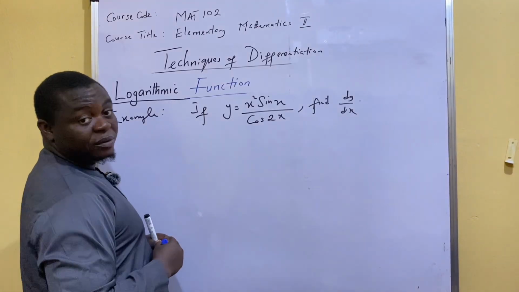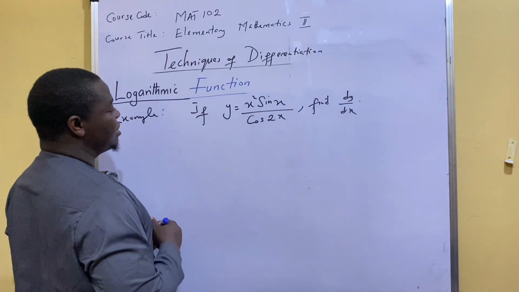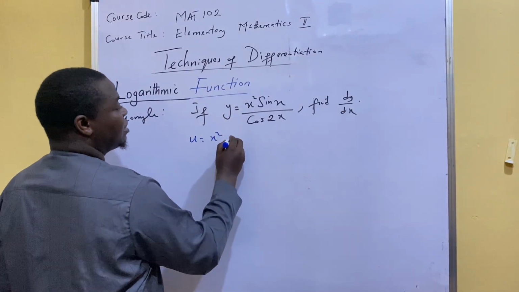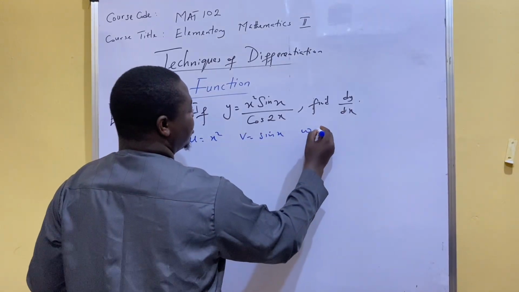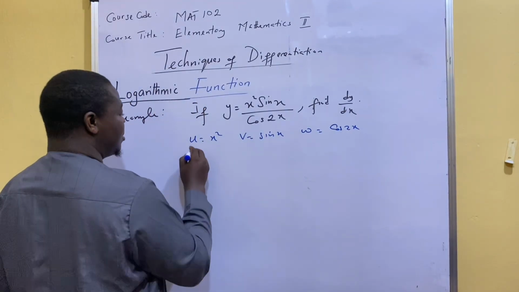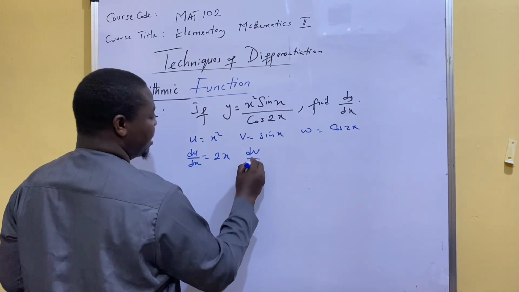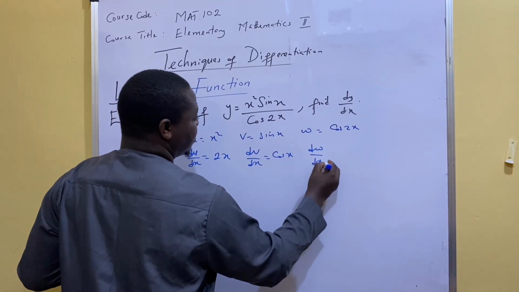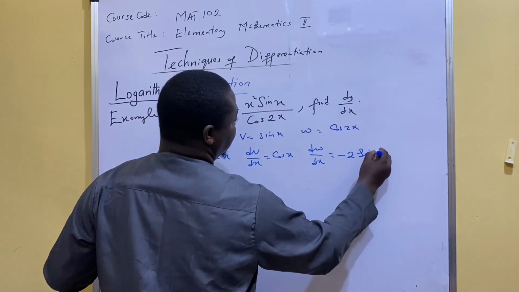So let's look at this example. If y equals x squared sine x over cos 2x, find dy/dx. So we have u equals x squared, v equals sine x, and w equals cos 2x. We need their derivatives as well. So du/dx equals 2x, dv/dx equals cos x, and dw/dx equals minus 2 sine 2x.